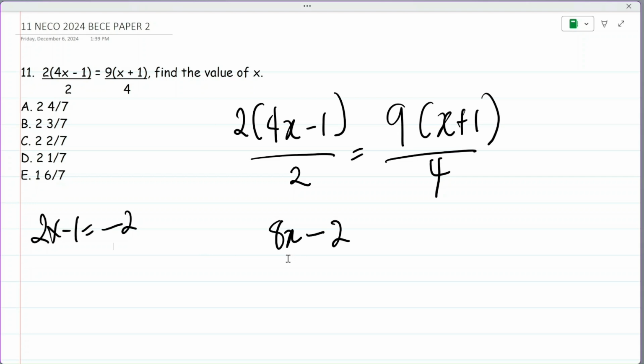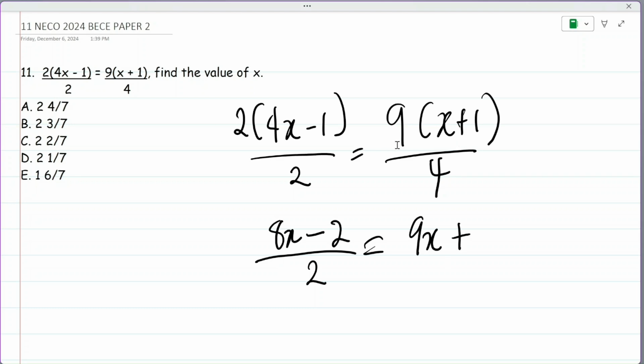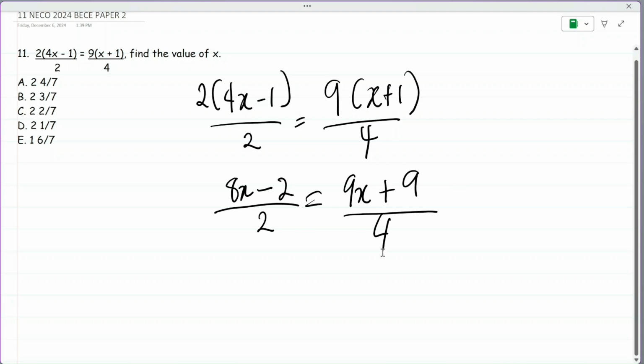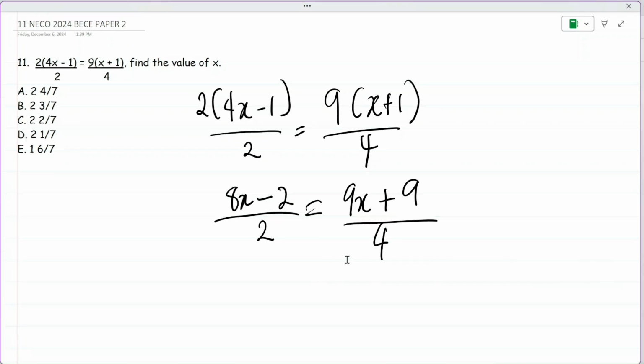So you have 8x minus 2 over 2 equals, on the other part, you have 9 times x and 9 times plus 1. 9 times x is 9x plus, you can put your plus first, this is still going to give you a positive, plus 9, or 9 times 1 is 9, over 4. At this point, you can choose to cross multiply or multiply both sides by the LCM of 2 and 4 to turn it from fractions to plain math. So you can say multiply both sides by 4, but for the sake of ease, we cross multiply.